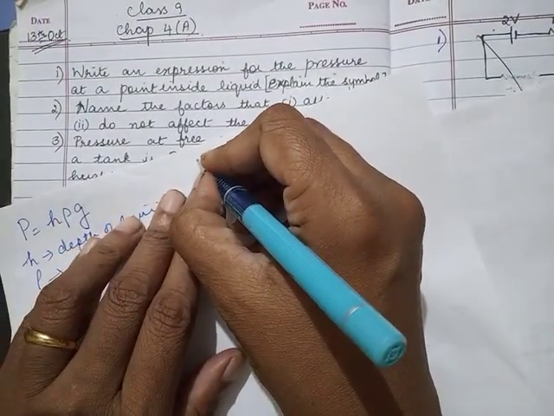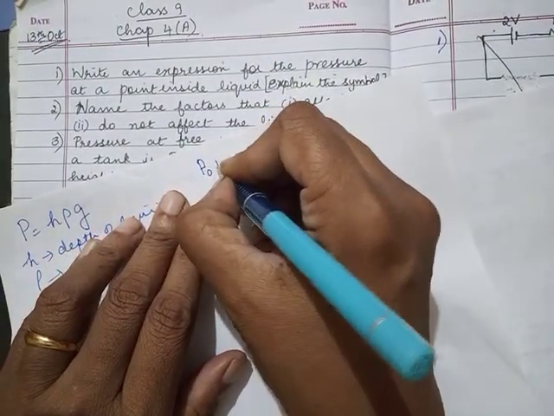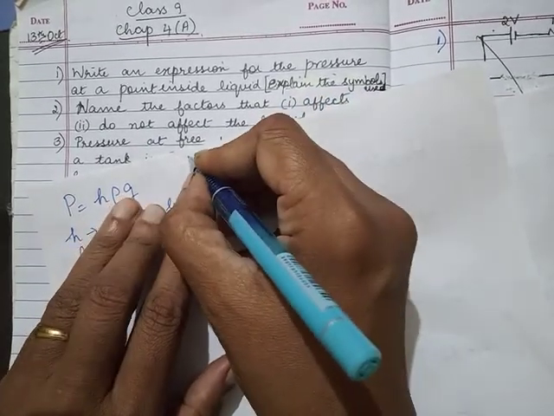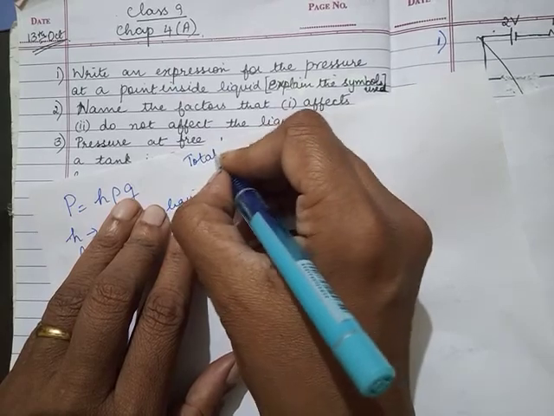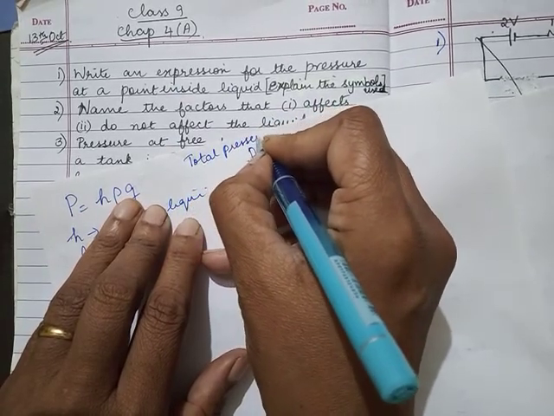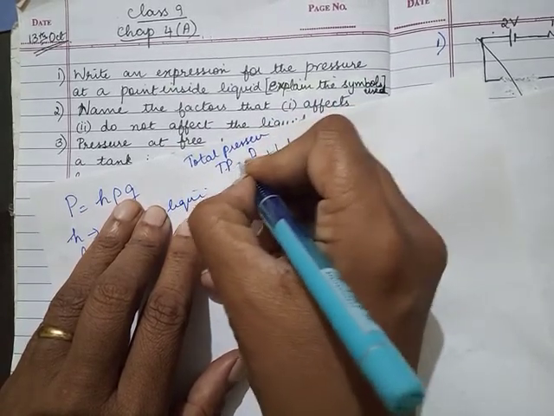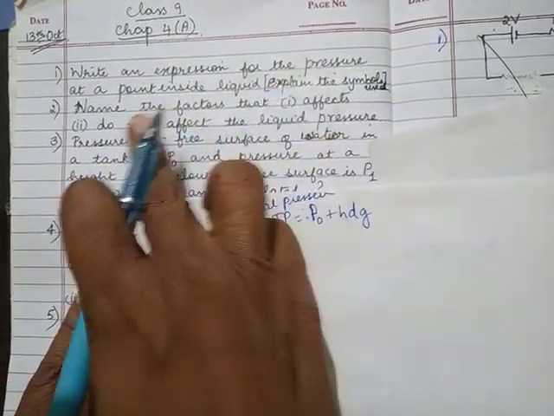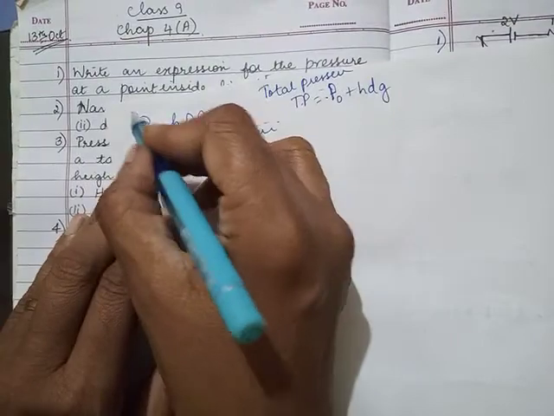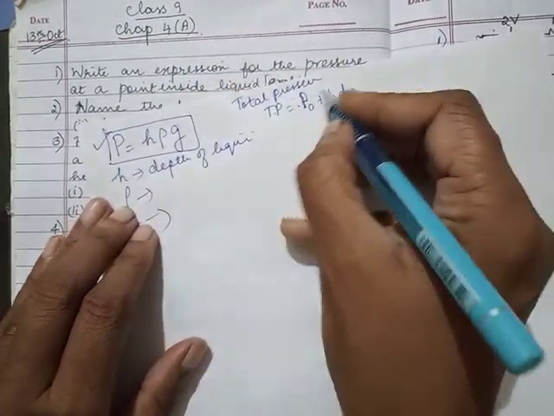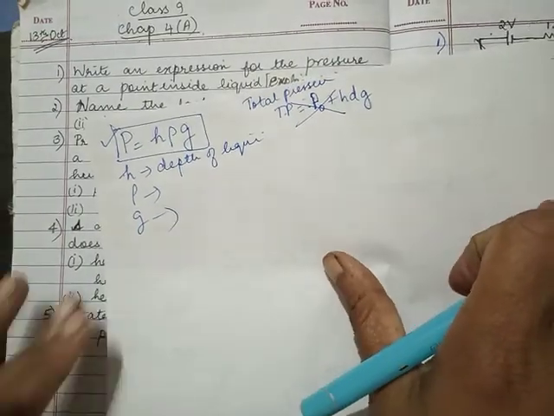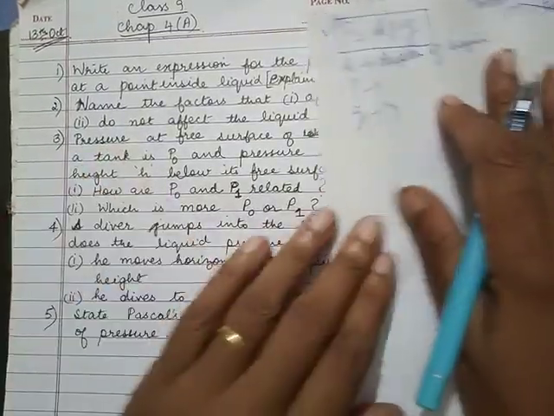Okay, now some of you had written P naught plus h rho g. This formula you will write only if they ask you to write the formula for total pressure. If they ask for the formula for total pressure, then you will write like this. Otherwise, if they simply ask for the expression for pressure at a point inside the liquid, you only have to write this formula. Don't write this. Only if they ask for total pressure, write this formula. Is it clear, children? And then the second one is okay.